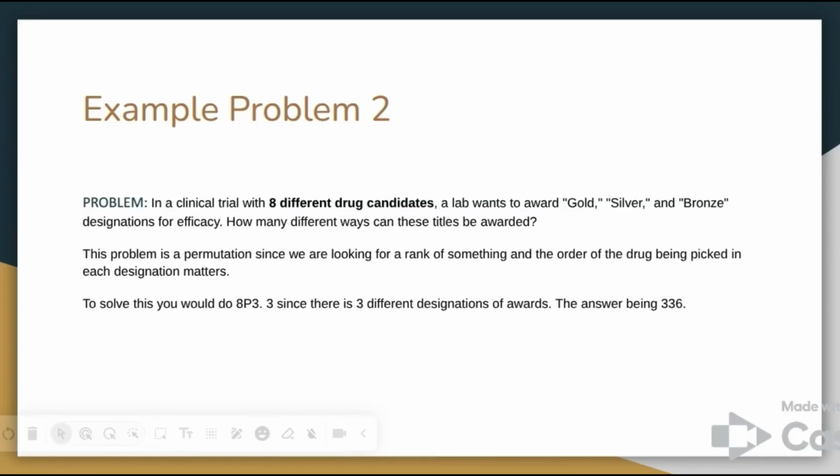To solve this, you would put in your calculator 8, because there's 8 different drug candidates, and then you would click the PRB and click the P option, and then put 3 in. I did 3 because there's gold, silver, bronze, so that's 3 different designations of the awards. And the answer came out to 336 different ways.